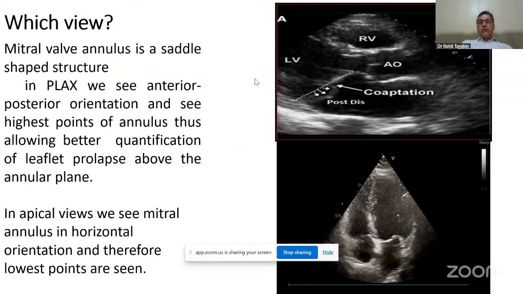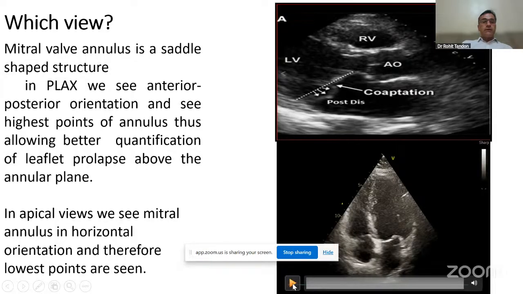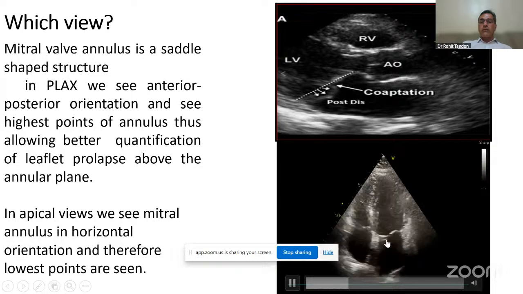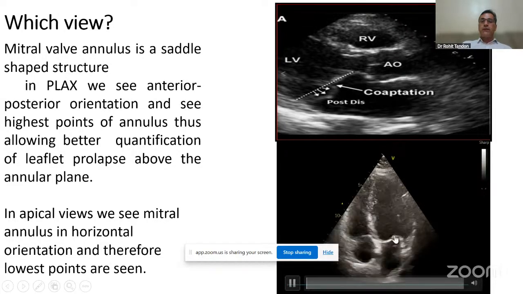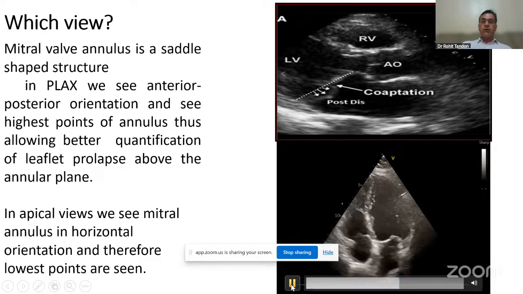Now, which view? The view which has to be standardized in any lab is the standard parasternal long axis view. Why? Because the anterior posterior orientation is only seen in this view, because of the saddle shaped structure of the mitral annulus. And in the apical view, as in this video, we see the mitral annulus in a horizontal orientation, and only the lowest points are seen, and we can overdiagnose mitral prolapse, as in this case, the anterior mitral leaflet is appearing as prolapse. But this is not a true prolapse. True prolapse has to be commented on only in the parasternal long axis view.